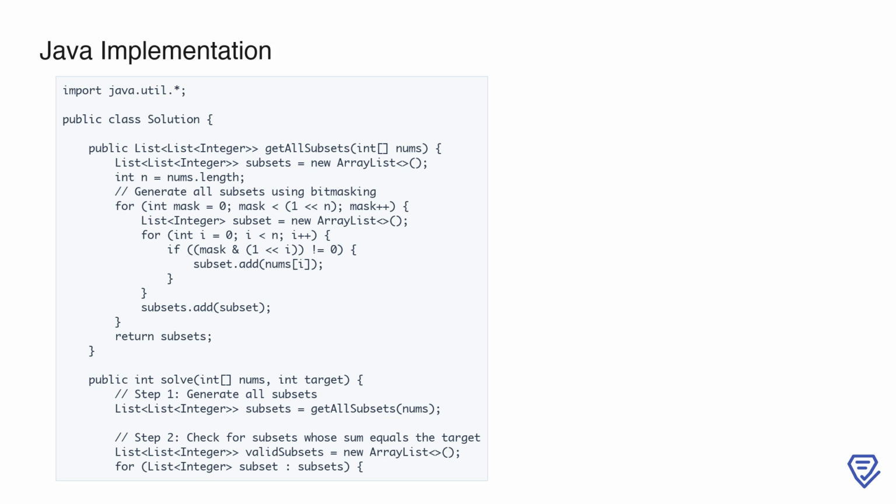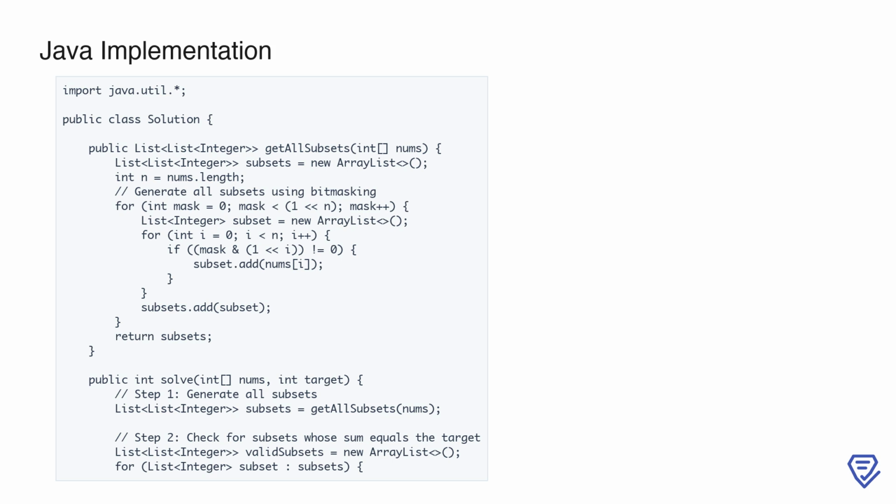The idea is to represent each subset as a binary number, where each bit determines whether the corresponding element in the input array is included in the subset. We loop through all possible binary masks, from 0 to 2 raised to the power of the array's length, and for each mask, we construct the subset by checking which bits are set to 1. If a bit is set, the corresponding element is added to the subset. Finally, the method collects all these subsets into a list and returns it.